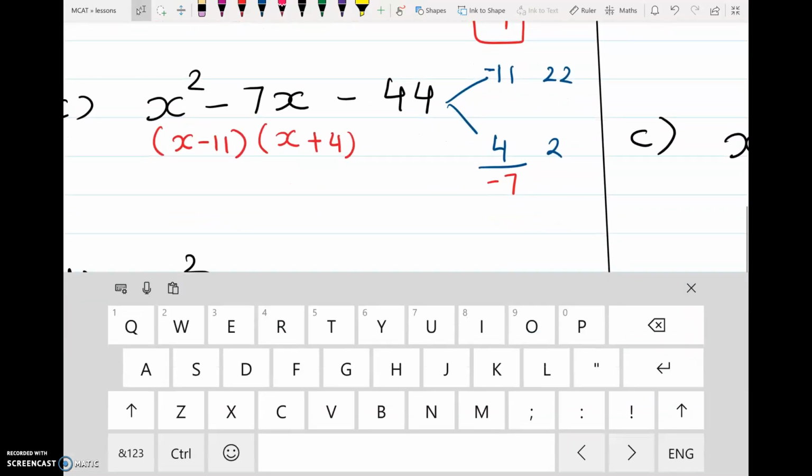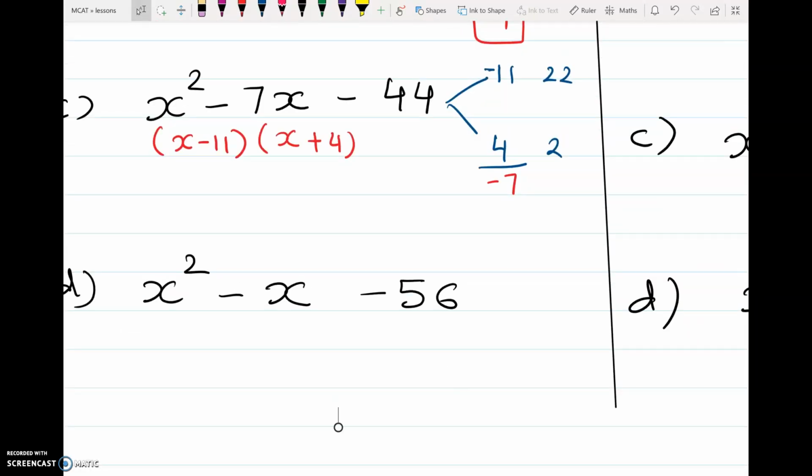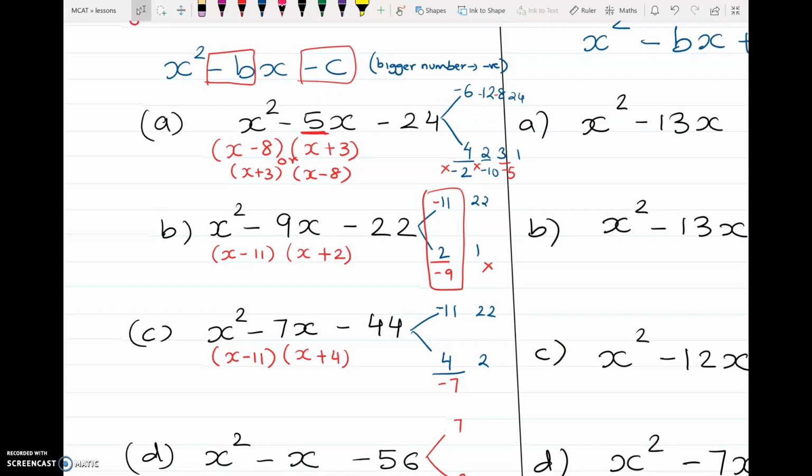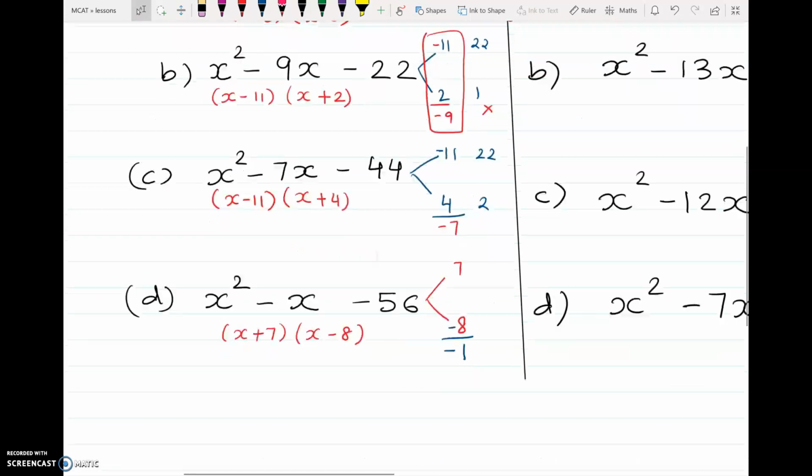The last example in this case, negative 56. So the factors can be 7 and 8, and the answer will be negative 1. I'm not exploring other factors because I got my answer in the first go. So your factors will be in this case x plus 7 and x minus 8. So just remember, when b and c both are negative, just make sure your bigger number is negative.